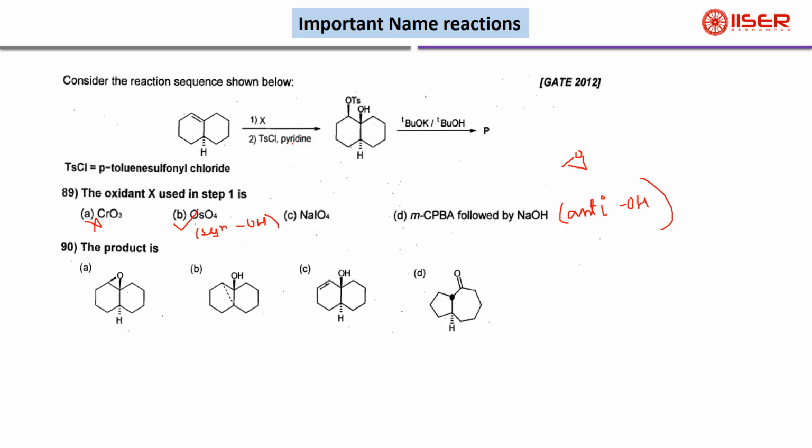So osmium tetroxide, then they have added tosyl chloride and pyridine, so one of the OH gets tosylated. The next step they are adding tertiary butoxide. What will happen to this product? There is a proton here and OTs is a leaving group, and tertiary butoxide is considered a base. So it will undergo elimination with the good base, so there is no question of substitution. OTs is a good leaving group.